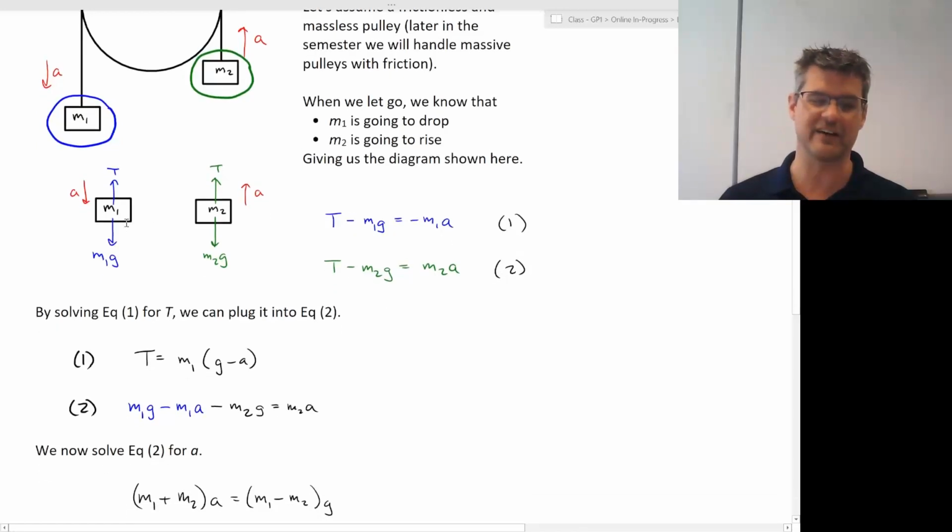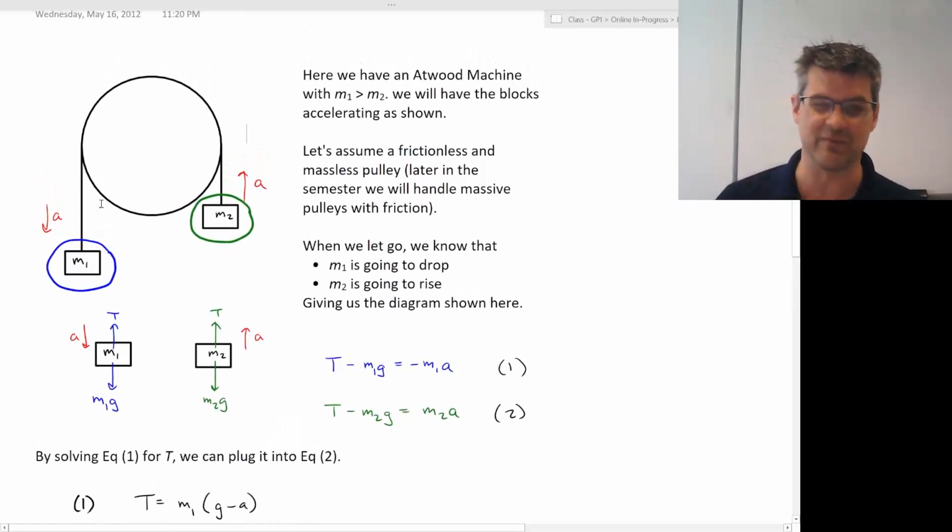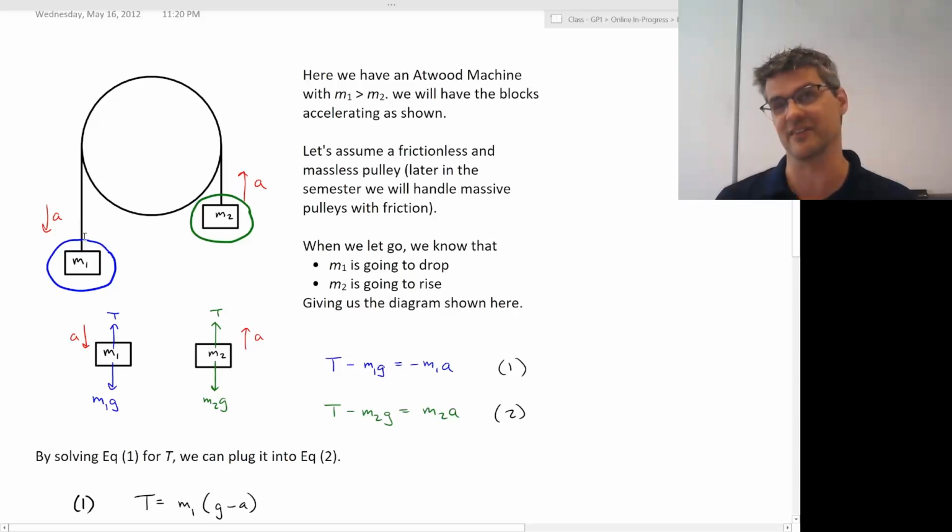Looking at these two free body diagrams, T is up, M1g is down, but the acceleration being a vector quantity is down, making the right-hand side minus M1a. On the right diagram, we have a tension up, positive, M2g down, negative, but the acceleration is up, meaning our mass times acceleration is M2 times a. These are our two equations that came from these two diagrams, and they allow us to find two things that we might not have known. What is the acceleration in the system, and what is the tension in the string?